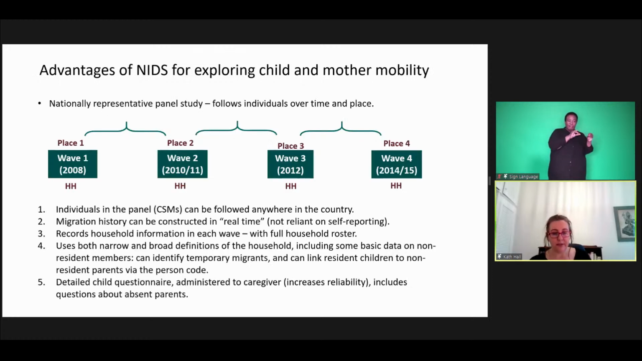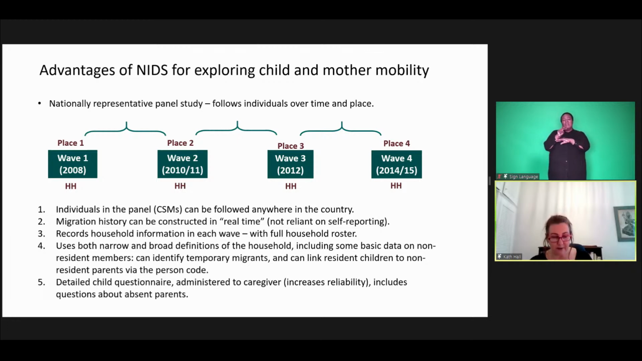So I turn to NIDS, which has been mentioned already, the National Income Dynamics Study, which was set up and ran from 2008, and in fact there were 5 waves. I only used 4 of them in my analysis, but it follows individuals over time and place, and it has solutions to many of the challenges for investigating migration. First, it's nationally representative. It's the only national panel study that tracks individuals even if they've moved to different districts or provinces. And this is a distinct advantage over surveillance site panels, which are restricted to the sites in which they operate.